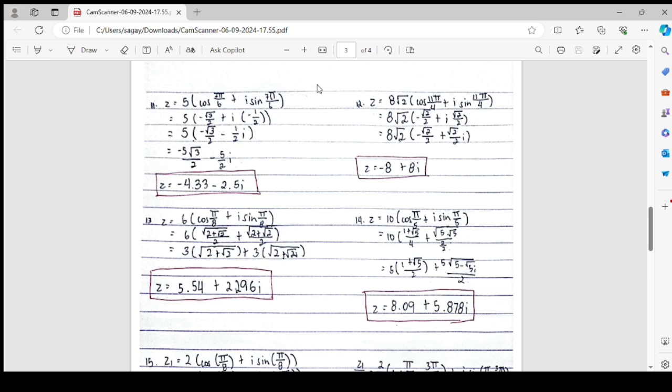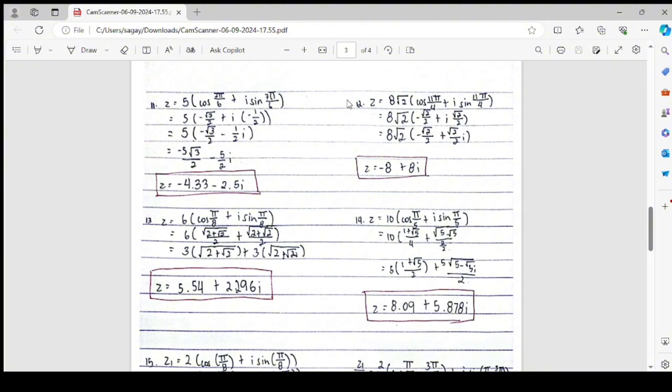Now if we put this in a calculator, we get 5 times the quantity negative square root of 3 over 2 plus i times negative 1 over 2. Then if we simplify, we get 5 times negative square root of 3 over 2 minus 1 over 2i. We move the i to the right side. Then we get negative 5 square root of 3 over 2 minus 5 over 2i. If we put this in a calculator, we will get the final answer, which is z is equal to negative 4.33 minus 2.5i.